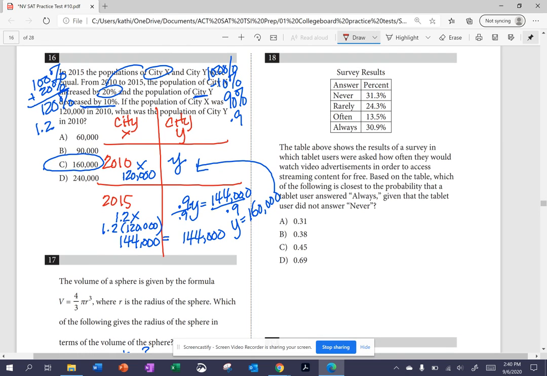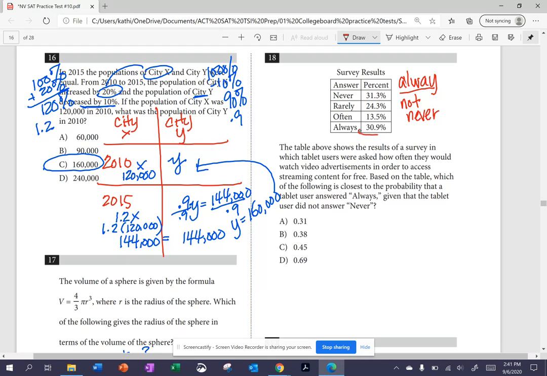Number 18. The table above shows the results of a survey in which tablet users were asked how often they would watch video advertisements in order to access streaming content for free. Based on the table, which of the following is closest to the probability that a tablet user answered always, given that the tablet user did not answer never? So my ratio is always to not never.